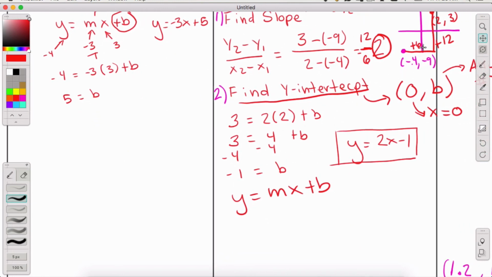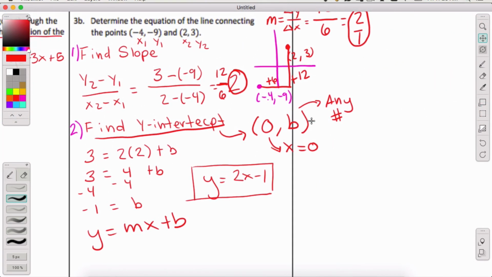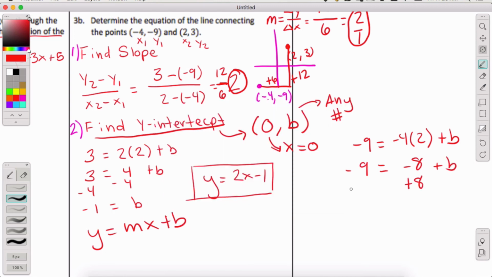You do the same process here, where you plug in. I chose -4, 2 and 3 versus -4, -9. If you want, you can give it a shot. Let's actually do that right now. I'm telling you right now that you're going to get the same b value. Let's see what happens. So versus 3 equals 2 times 2 plus b, let's do -9 equals -4 times 2 plus b. Negative 4 times 2 is going to give me a negative 8. I want to get all my integers to one side, so I'm going to add that 8. Negative 9 plus 8 is going to give me negative 1.